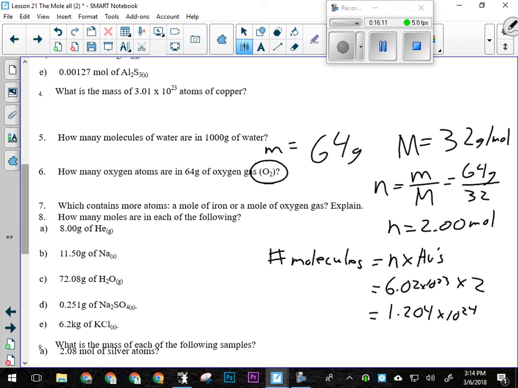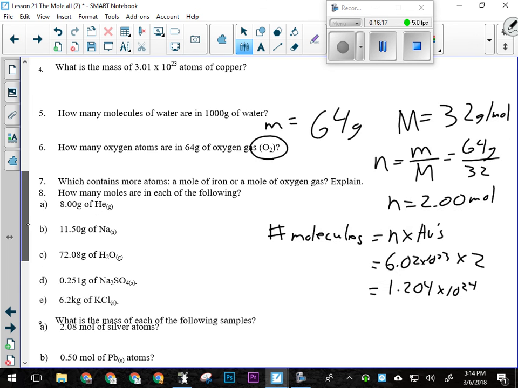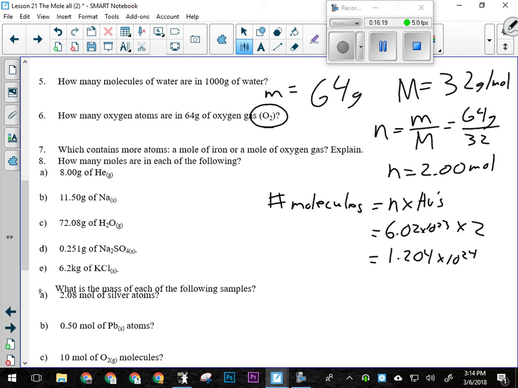Now, number 7 is a similar question. It's asking again, what's the difference between a molecule and an atom? Which contains more atoms? A mole of iron, well, iron comes like this when it's by itself, or a mole of oxygen gas? Oxygen gas, because there's 2 atoms in every molecule, whereas this is only a single atom. So there'd be twice as many atoms if I had a mole of this than if I had a mole of that. All right, keep going.